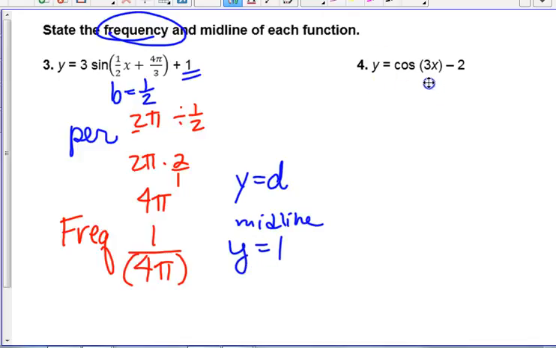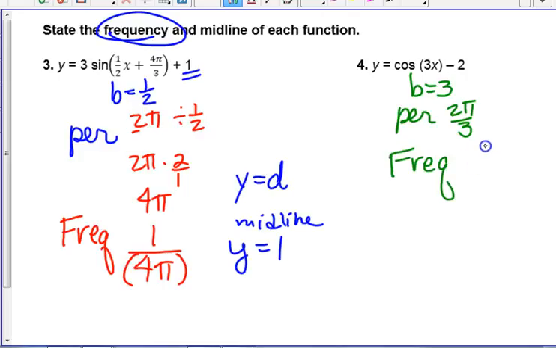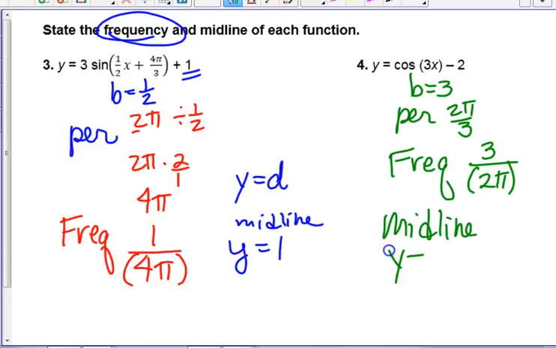Now, what about this one? What's the B? Quickly, B is 3. So the period is 2 pi over 3, which I'm not even going to mess with because I want the frequency. So I'm going to do 3 over 2 pi, where both the 2 and the pi are in the denominator. And the midline? The vertical shift is down 2, so it's y equals -2. All right, we're going to get at least one graph done. I'd like to get 2.